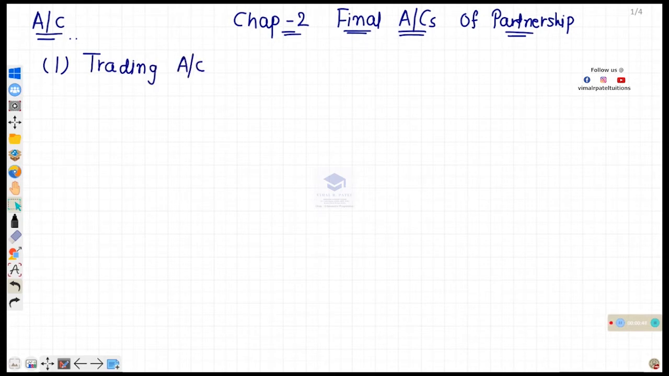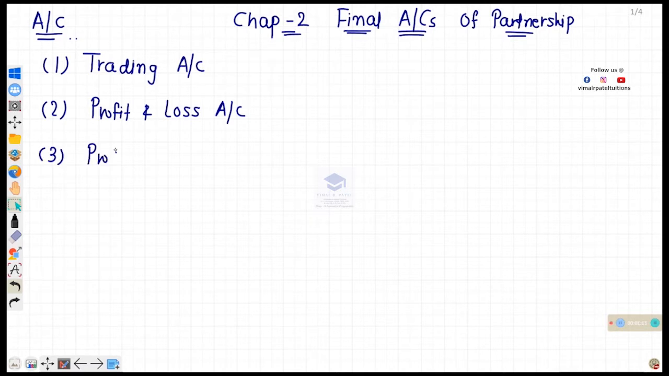The first is trading account, same as you are preparing in your 11th standard. Then profit and loss account. This is newly added in your 12th. Profit and loss appropriation account.